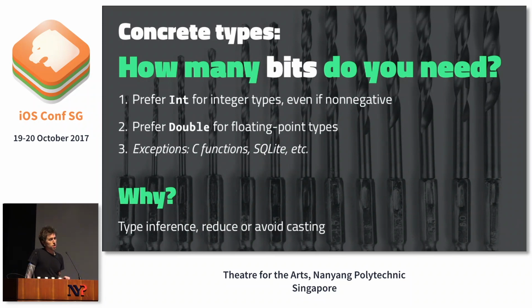So when we're dealing with concrete types, you may be asking yourself, well, how many bits do I need? Which of these types should I use? And really, the thing to do is just use Int and Double. This is what the Swift programming language book recommends. If you default to using these values, unless you have a very specific reason not to, some of those we discussed earlier, you should let type inference do its magic, let the Swift compiler infer what you mean, and you can reduce or completely avoid all of this constant casting.